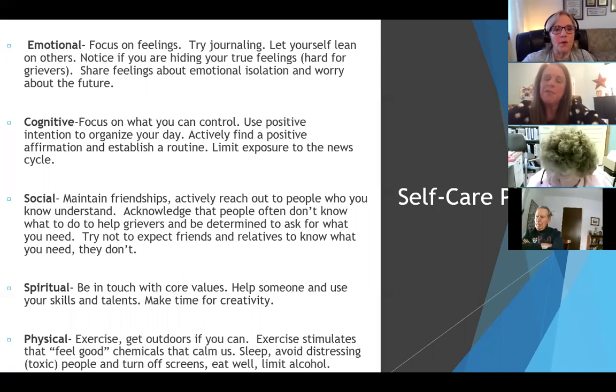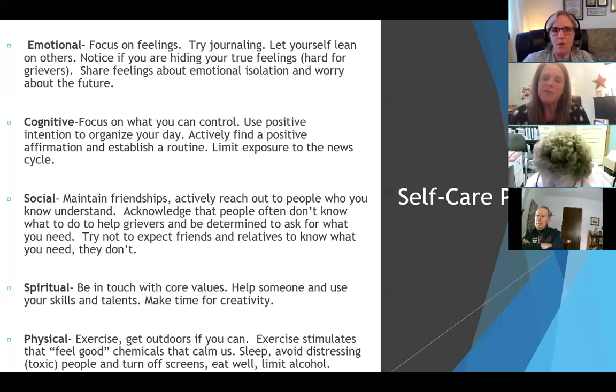Social: maintain your friendships, actively reach out to people, come to the virtual family group like we are doing right now, because all of you are struggling with similar things. Ask for what you need. Don't expect your friends will know what this experience is like for you unless you tell them. It's the burden of the bereaved. You have to tell people how to treat you.